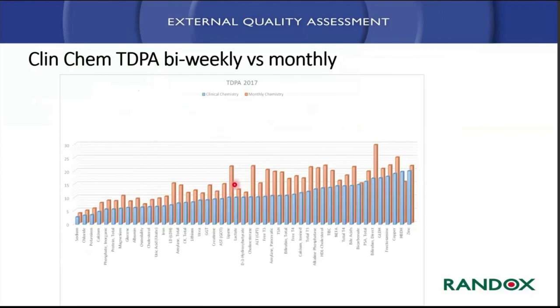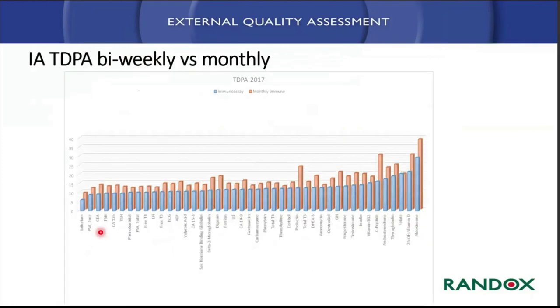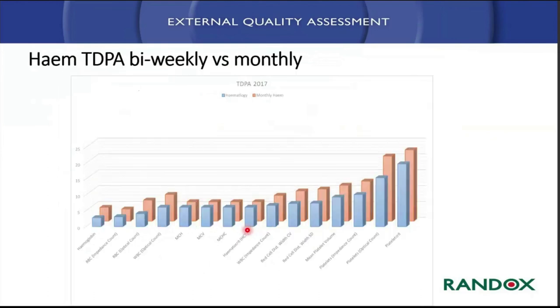And what you can see here is that for every single parameter, all apart from HBDH, the labs perform better if they're running biweekly rather than monthly. This is followed up not only in our chemistry, but in our immunoassay. Here we can see almost every single parameter that the biweekly participants perform better than the monthly. Finally, for the hematology, same again.